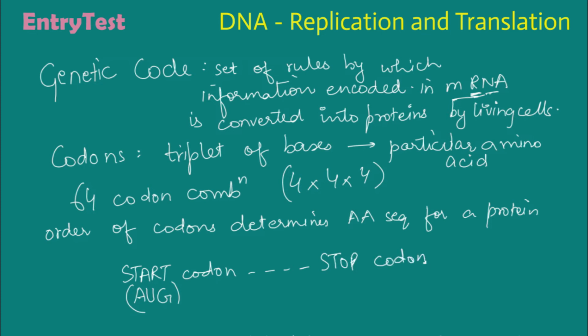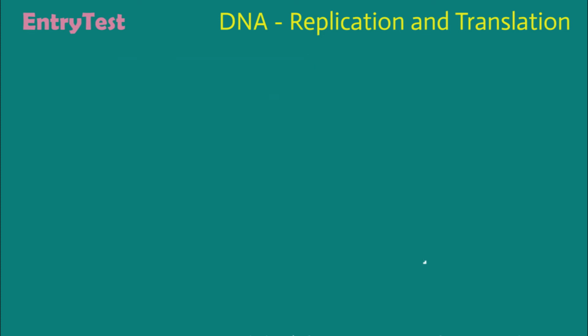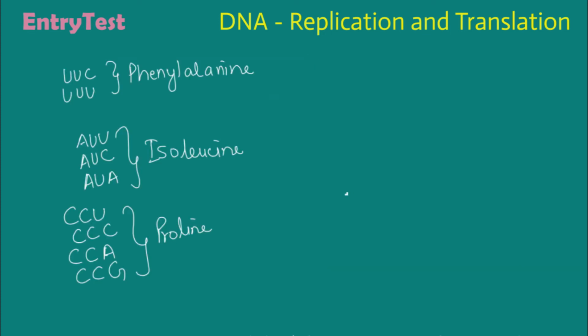So let me give you a few examples for the different kinds of codons that exist. These are a few examples. If the codon has the pairs in this kind of series, then it's going to be phenylalanine. If there are codons AUU, AUC or AUA, it will be isoleucine. It's not possible to learn all the amino acids, but there are a few features that you need to know about the genetic code.